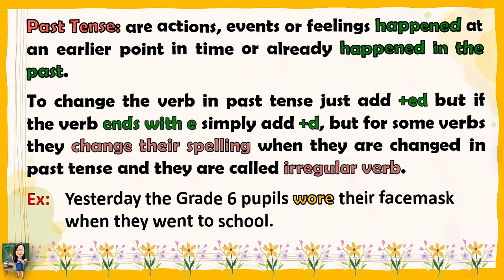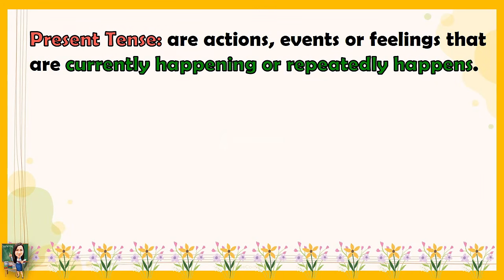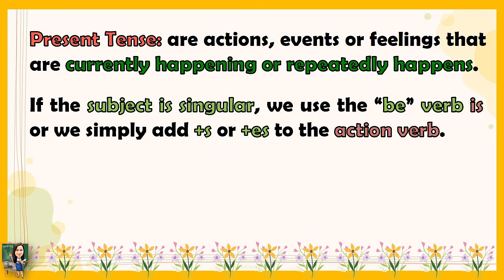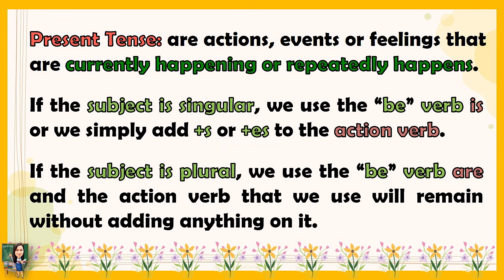What is present tense? Present tense are actions, events, or feelings that are currently happening or repeatedly happen. If the subject is singular, we use the be verb is, or we simply add s or es to the action verb. If the subject is plural, we use the be verb are, and the action verb will remain without adding anything on it.